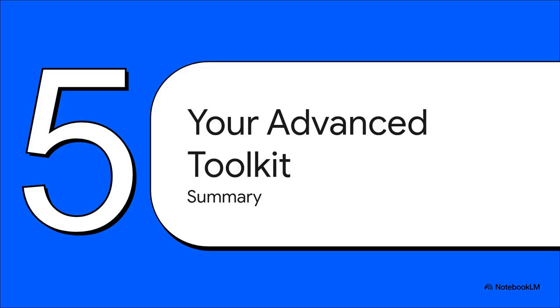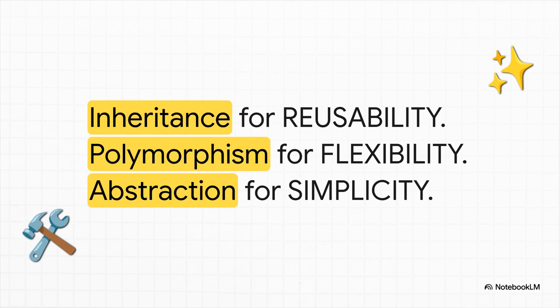So, there you have it. You've just added 3 of the most powerful tools in object-oriented programming to your personal toolkit. Let's do one final, super fast recap of what each one brings to the table, just to make sure it sticks. Just remember it like this. Inheritance gives you reusability, letting you build on code you've already written. Polymorphism gives you flexibility, letting one command work on many different types of objects. And abstraction gives you simplicity by hiding all the messy complexity.